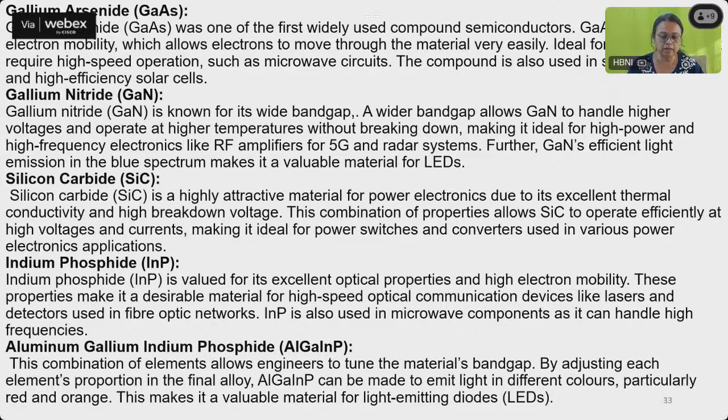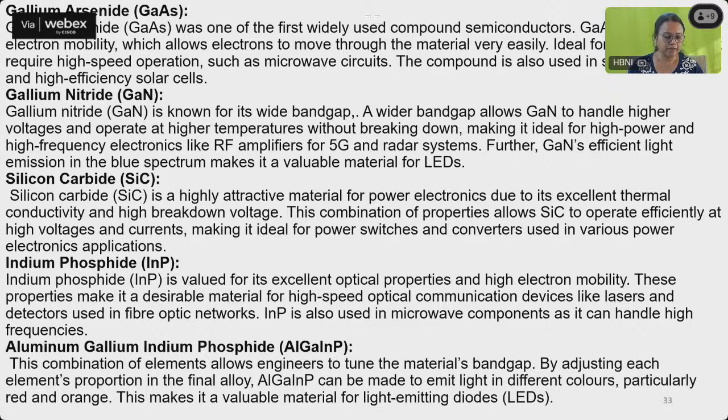So slowly in high power devices, you can see that silicon carbide is replacing silicon. It is used for power electronics due to its excellent thermal conductivity and high breakdown voltage. So here we are getting a compound semiconductor where both are coming from the fourth group elements. They are not like 3-5 or 2-6. They are both fourth group. So the combination of properties allows silicon carbide to operate efficiently at high voltages and currents for power switches.